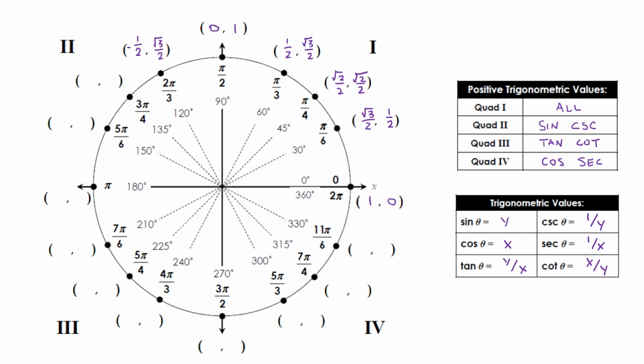For 135, this has a reference angle of 45, so the 45 degree points are square root 2 over 2, square root 2 over 2. Cosine is negative. 150 degrees has a reference angle of 30, and the points for the 30-degree angle are square root 3 over 2 and 1/2. Cosine is negative. All right, and then 180 degrees, the cosine is -1, the sine is 0.